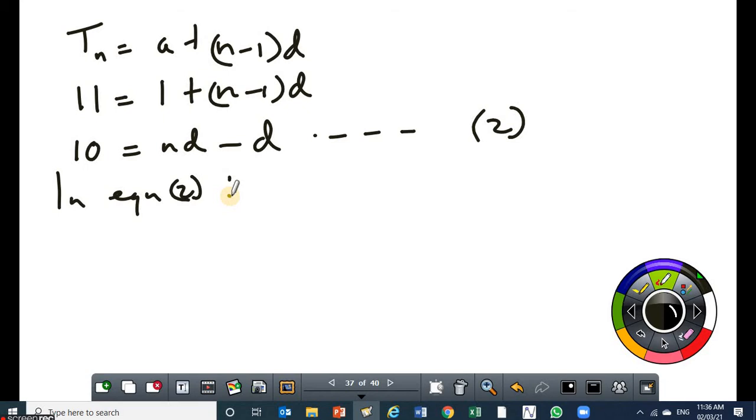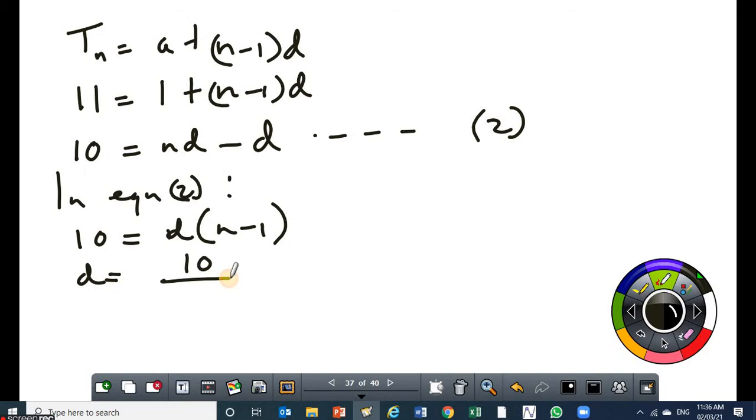Now, for me to make d the subject, it means I have to write 10 equal to d times n minus 1. What this means is my d is going to be equal to 10 over n minus 1.